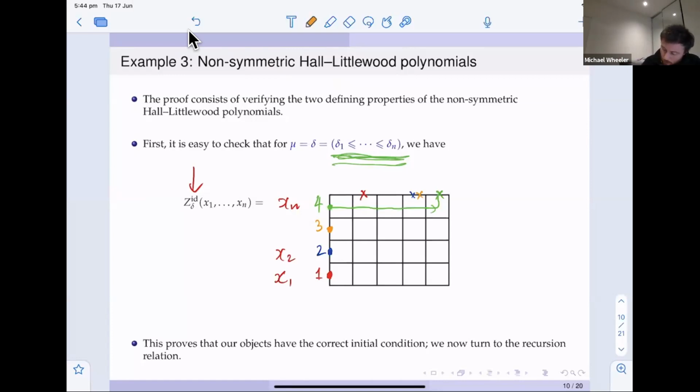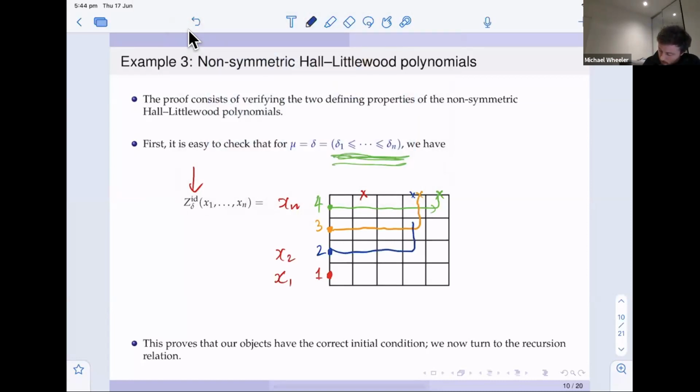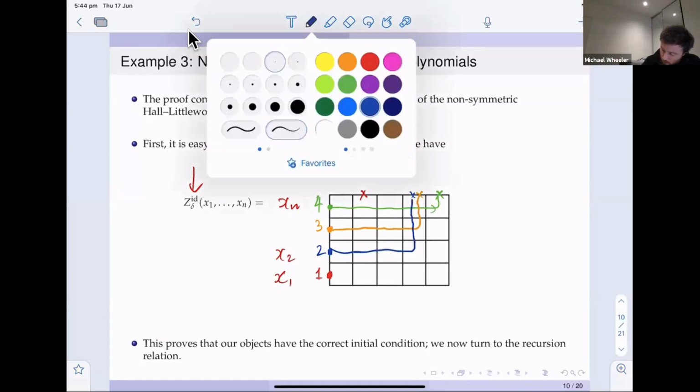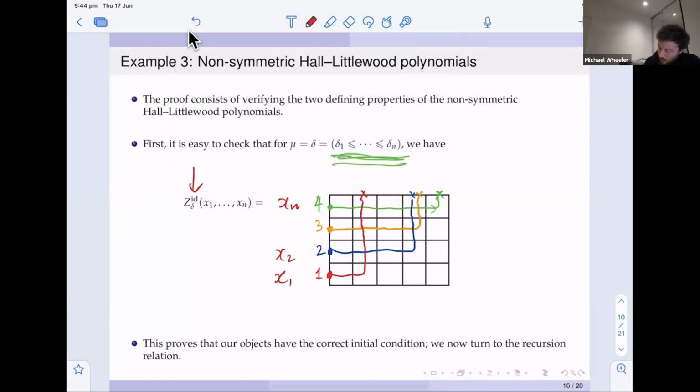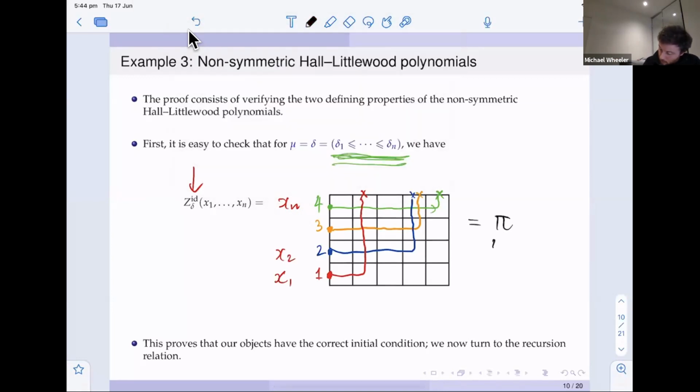So combinatorially speaking, the orange path has no choice. It just has to do this. And you can iterate the argument now. So you find that for all of them, there's just one thing that they can do. And actually, you can just use the weights now and explicitly compute this thing. What you end up getting is just the product from i equals 1 up to n of x_i to the delta_i.